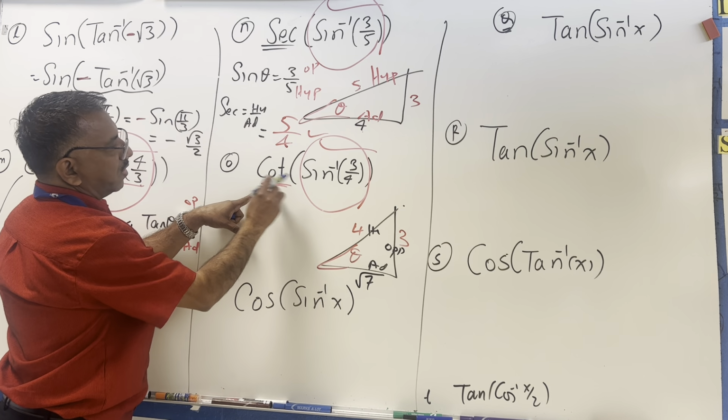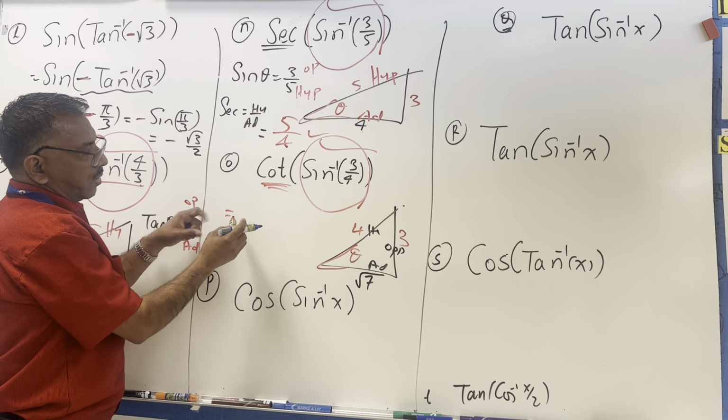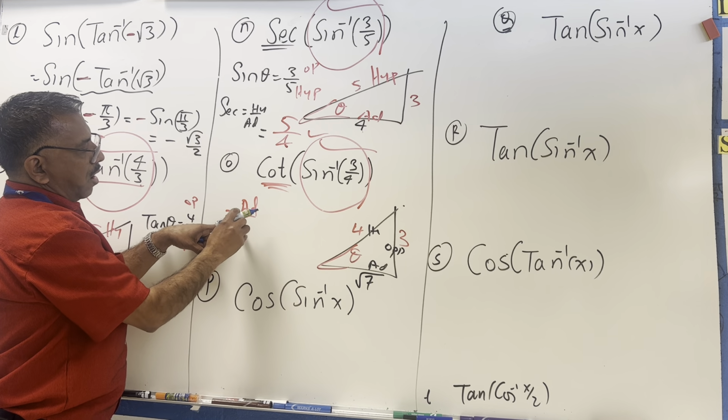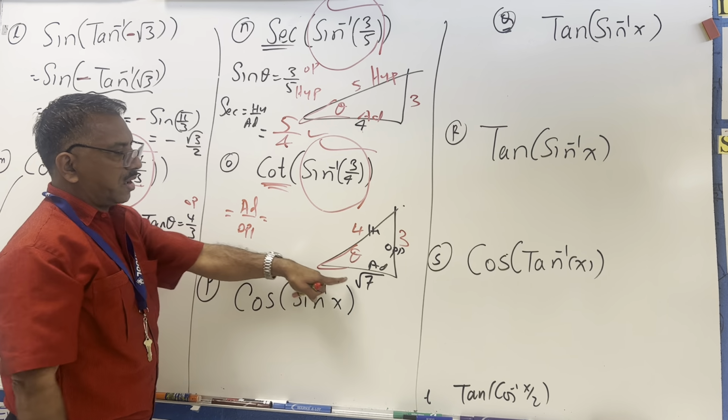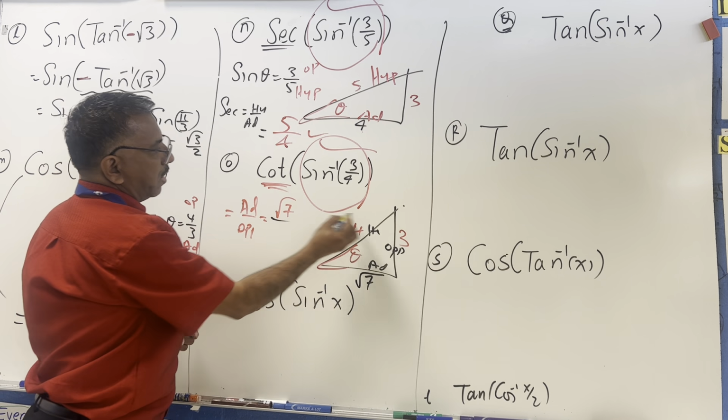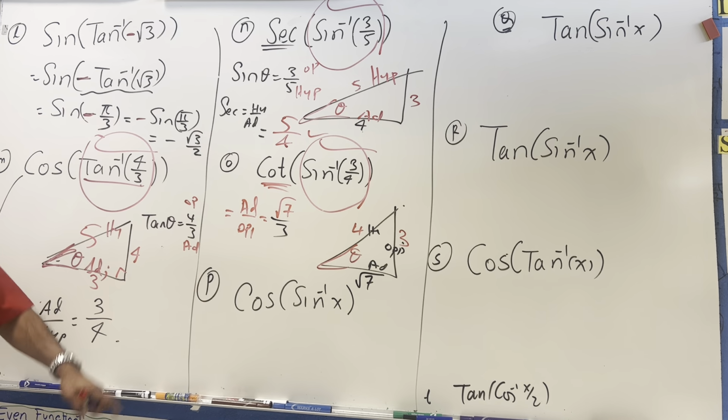Now the question is asked, this is cotangent. What is cotangent? It is adjacent over opposite. So if you see from the figure, you can directly know what is the adjacent. That's the square root of 7 divided by 3, and you're done.